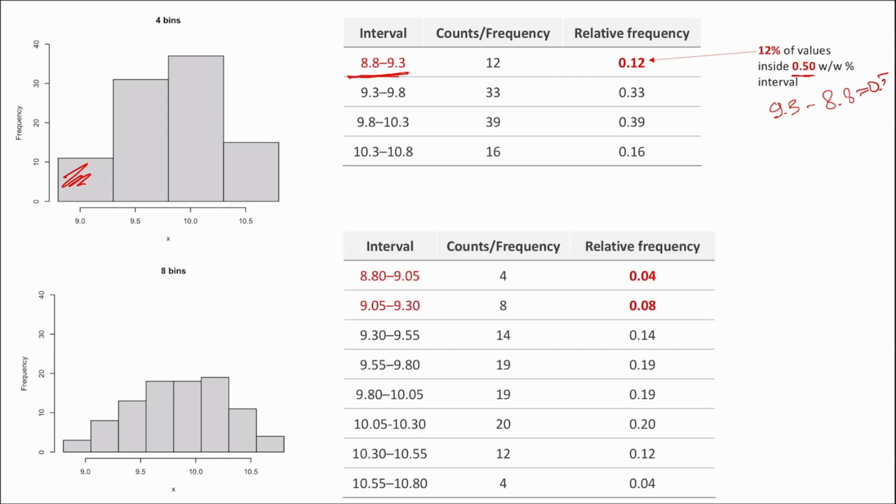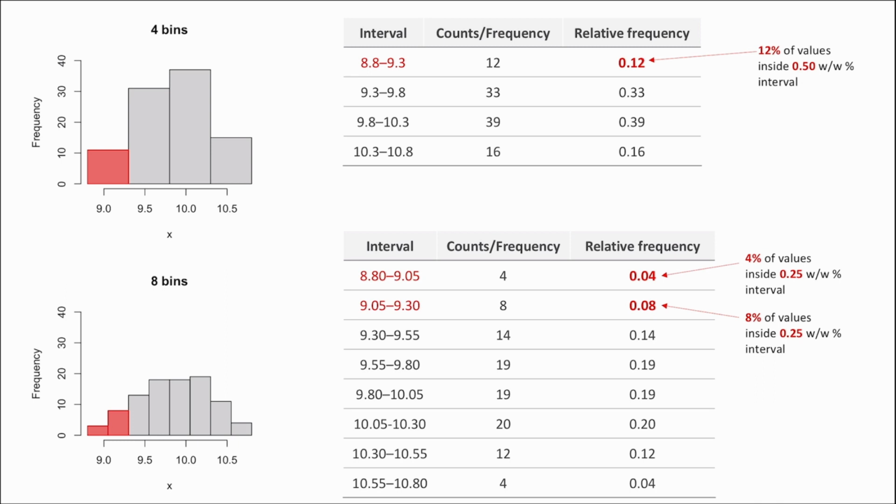Now, if we use 8 bins, then the size of every bin is twice smaller. So for example, in this case, we have 4% of the values in the first bin, and 8% of the values inside the second bin. But why? Because the bin is also twice smaller. Now we have 0.25 and 0.25 here, because we took the original bin that we have here, and then we split it, we halved it. So we have half here and half here. So that's why this percentage is going down.